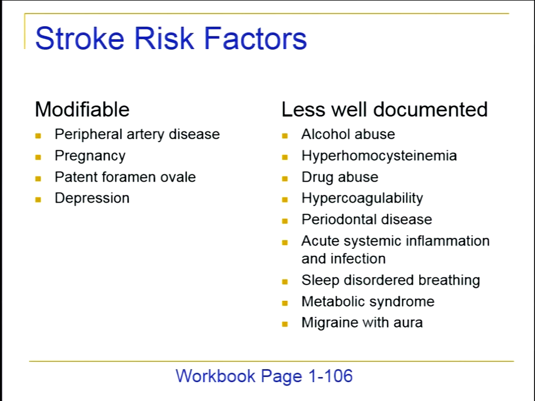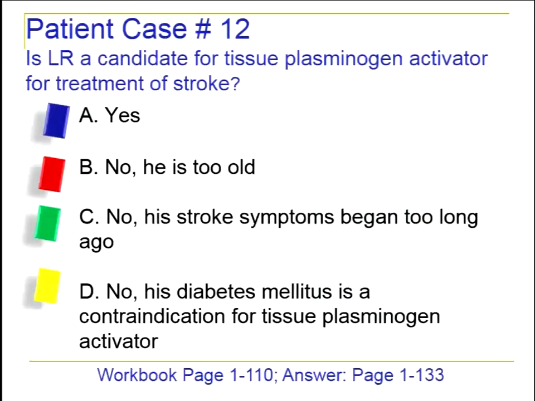So those are the things that we know are modifiable and we have good data on. A little bit less well documented are alcohol abuse, hyperhomocystinemia, drug abuse, hypercoagulability, periodontal disease, acute systemic inflammation and infection, sleep apnea, metabolic syndrome, and migraine with aura. Okay, so there are a bunch of things. Obviously, we concentrate on the things we can change, and you saw in that list a whole bunch of things that pharmacists are involved with.